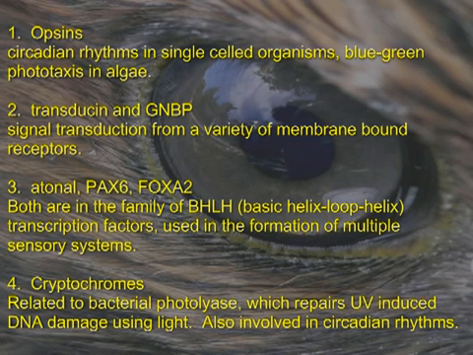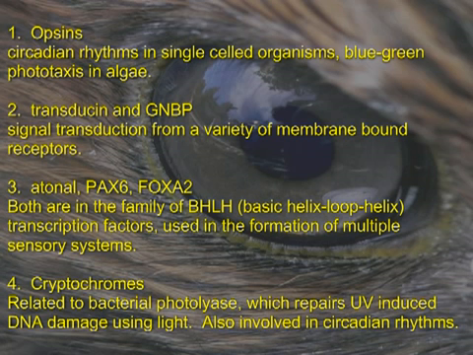Part 4. All genes should have a plausible explanation for alternative functions. Well, here's a list of genes and their paralog functions. Opsins, for example, have function in circadian rhythms in single-celled organisms, and they're responsible for some blue-green phototaxis in algae. Transducins and GNBPs are both signal transduction cascade proteins. They interact with a number of different membrane-bound receptors.